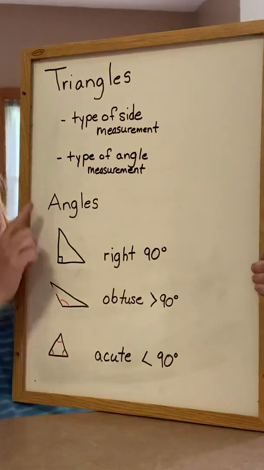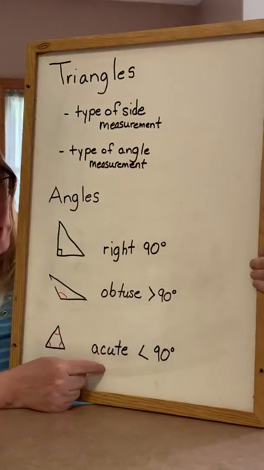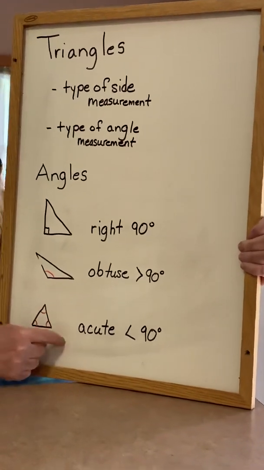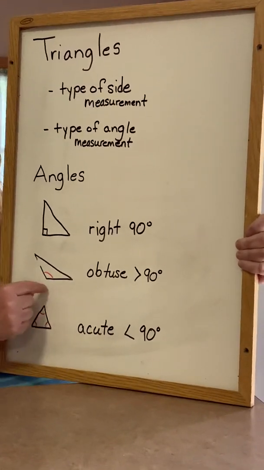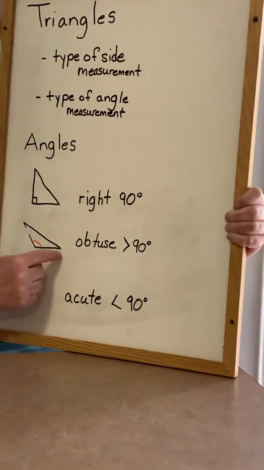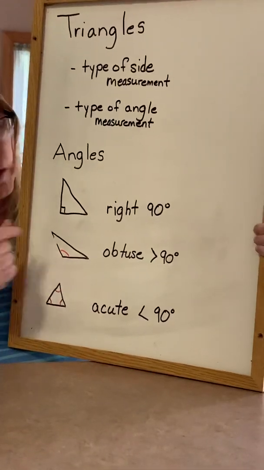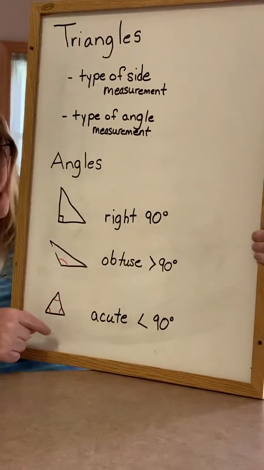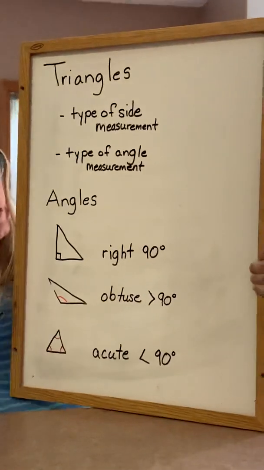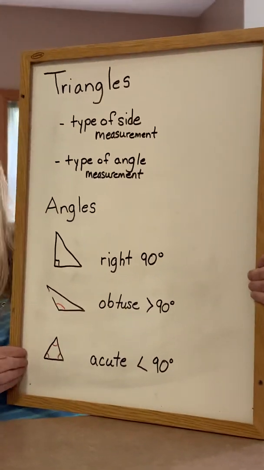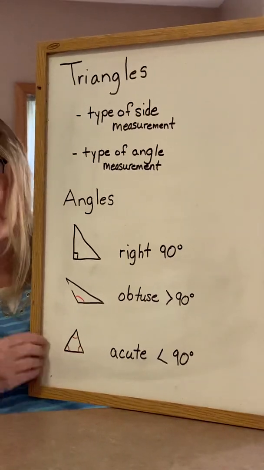Then the last one for the angles is an acute triangle, because all 3 angles have to be acute for it to classify as that. You can't have an obtuse one and 2 acute and call it acute. That large angle automatically names it, just like this right angle automatically names it. Acute means all 3 angle measurements have to be acute. So that's the first way you can classify a triangle, by the type of angle measurements.